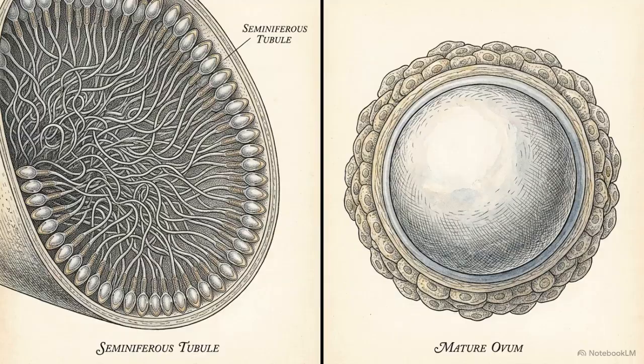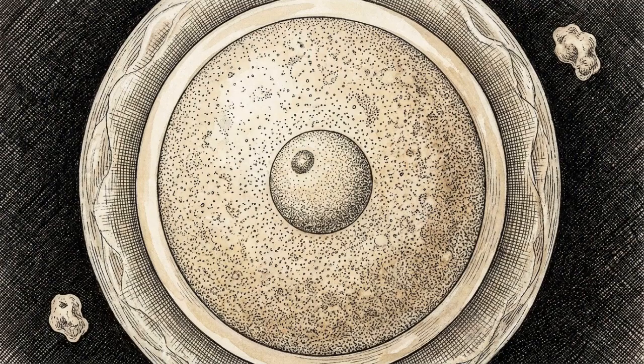While the male reproductive strategy relies on a continuous, high-volume output, the female system is heavily gated. It uses specialized physiological arrests to concentrate resources and ensure maximum cellular quality for a single viable zygote.